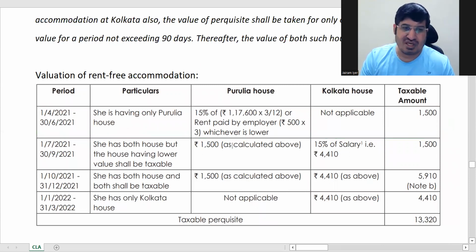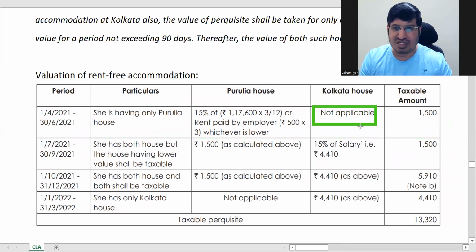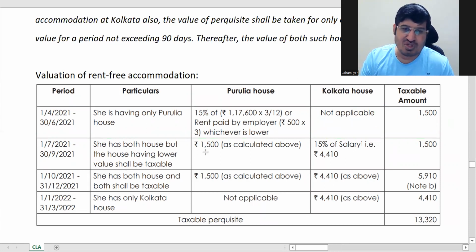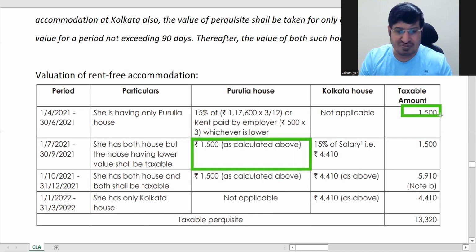Now the next is 1-7, when he was posted to Kolkata. So 1-7 to 30-9. Here, this is Purulia house. Kolkata was not applicable here. This is the Kolkata house; he was not there in Kolkata then. Now he has bought the house. So the lower value will be exempted. Here, the first one is again the same as above for the Purulia house, 1,500, which we computed here.